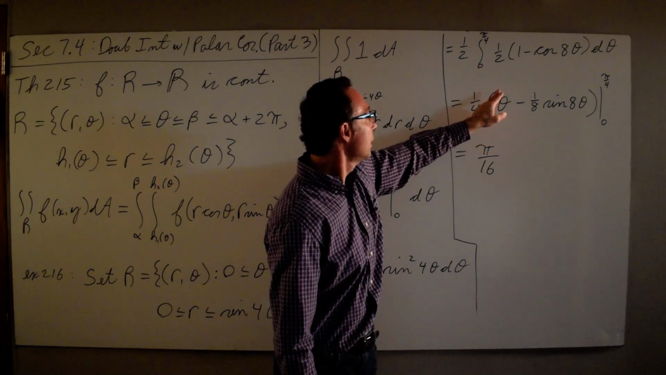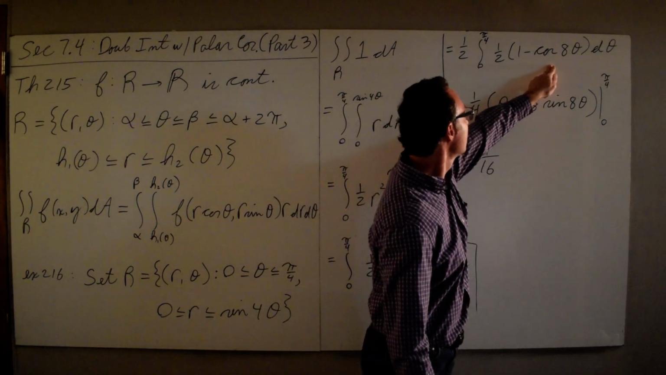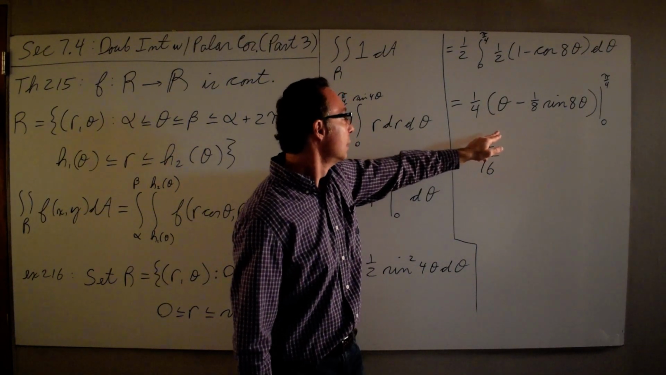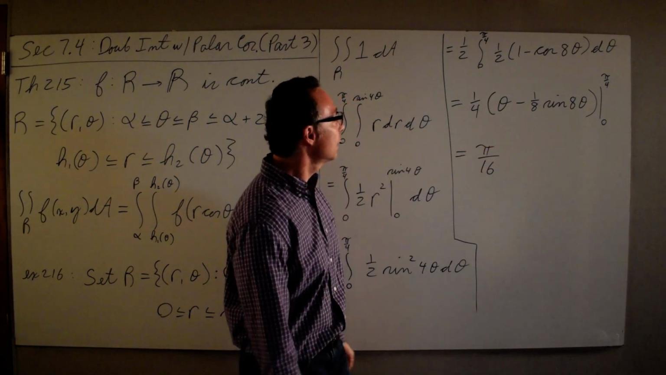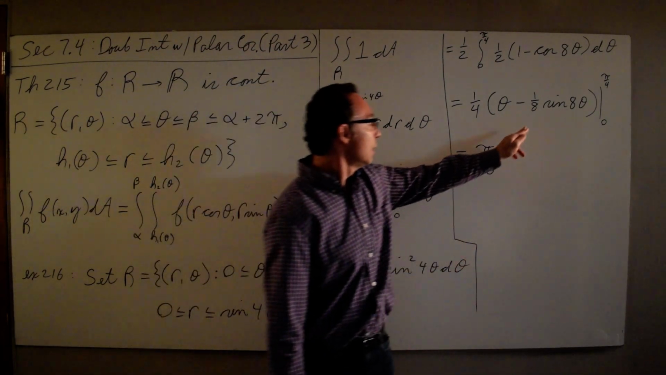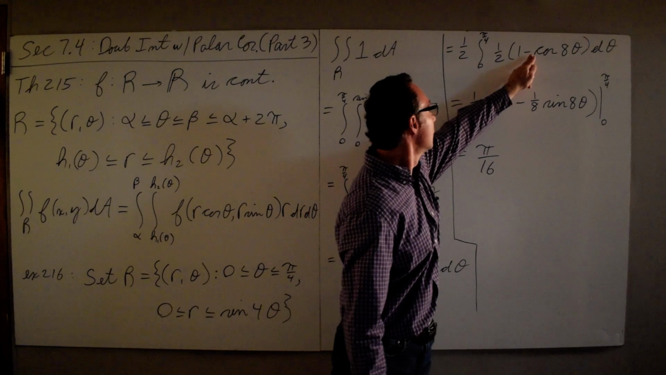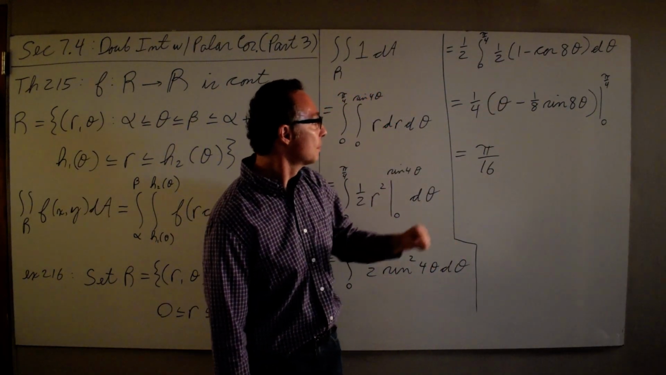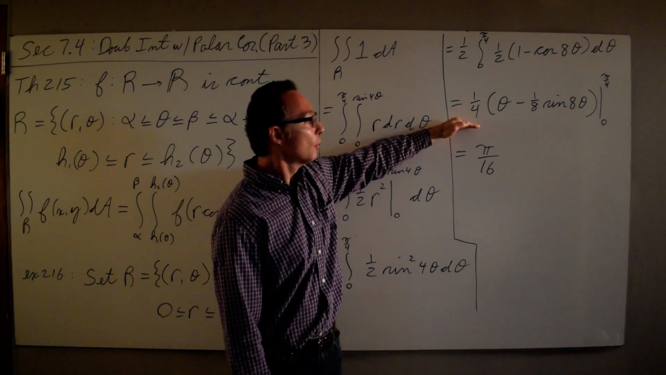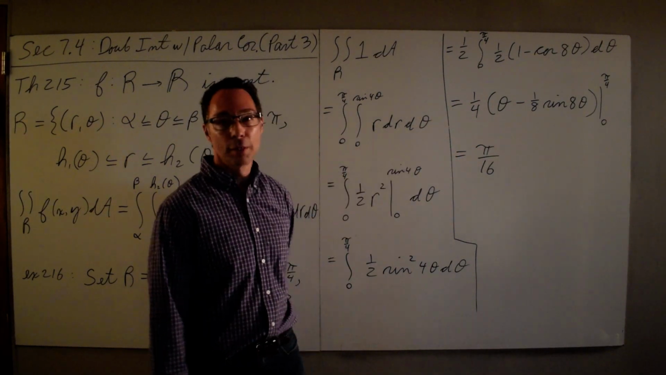And now we'll just find an antiderivative of 1 minus cosine of 8 theta. That's actually a calculus 1 problem. An antiderivative of 1 is theta. An antiderivative of cosine of 8 theta is 1/8 sine of 8 theta. We're subtracting. So we have this antiderivative, substitute pi over 4, substitute 0, and subtract.